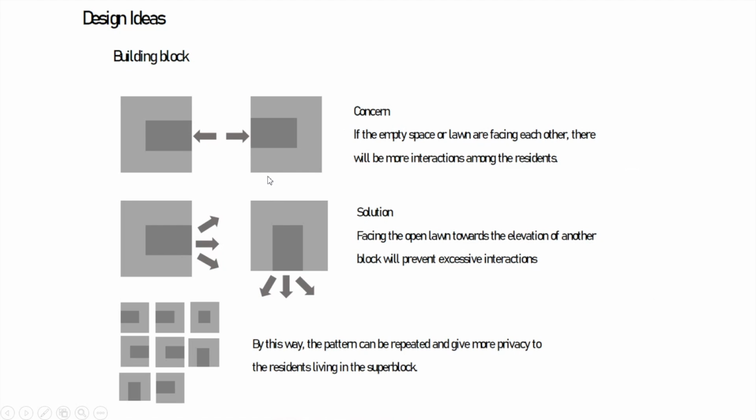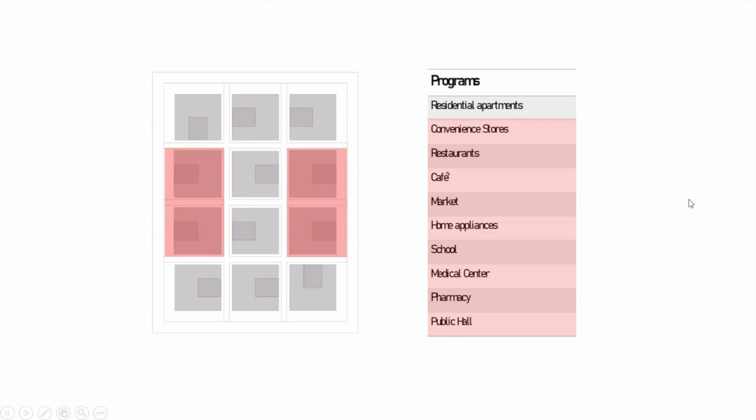And for the design ideas of the building block, this is the concern: if we face these two types of building blocks together, with the empty spaces facing together, there will be more interactions between the residents. In order to solve that, we can face it the other way, so that it can block and have more privacy between one block and the other. So this is kind of a prototype for the blocks to be planned here.